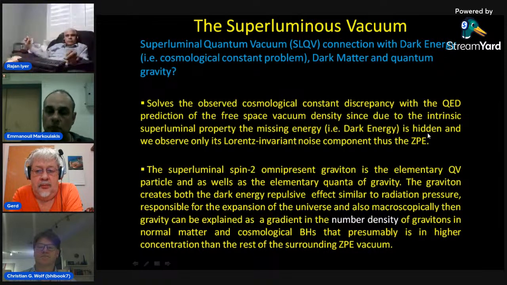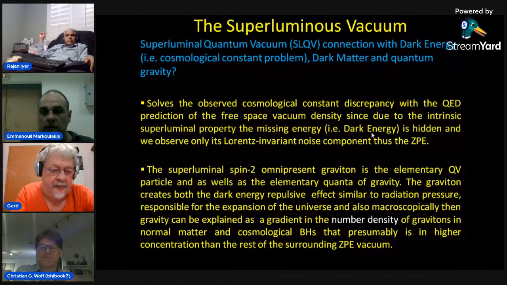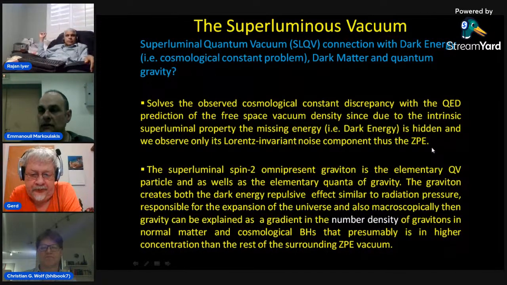Why is it hidden? Because of the superluminal property we discussed before. If something vibrates at superluminal speed, it becomes totally undetectable and invisible to our space-time. So now the missing energy in QED, this 120 orders of missing energy, is the dark energy, but because it's superluminal, according to our theory, it's hidden energy. And we observe only its Lorentz invariant noise, the part of the noise that complies with the c speed limit. That's the 0-point energy.